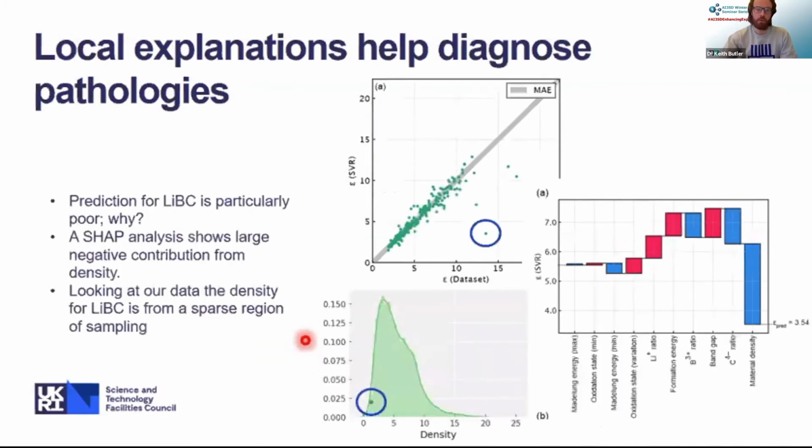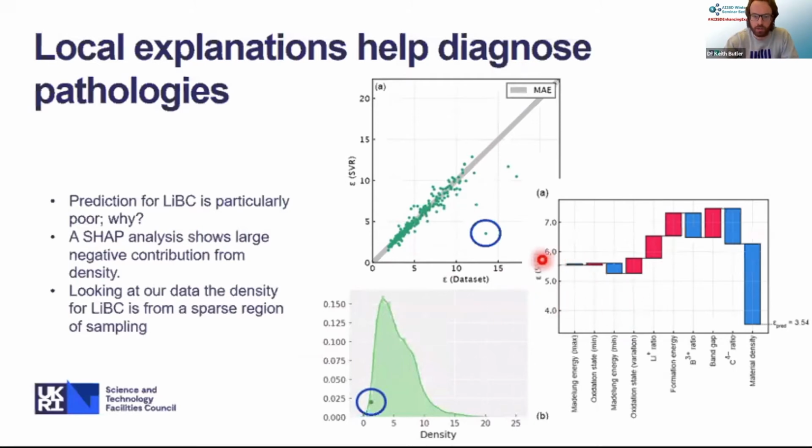And then, as I said, we can also use these to look at individual cases and work out why something has actually failed, or why the model isn't working so well. So we take this pathology here, which is a point that's a massive outlier. This is lithium boron carbide, and on the right here we have a waterfall plot of the various contributions to the dielectric constant, so the Shapley values.